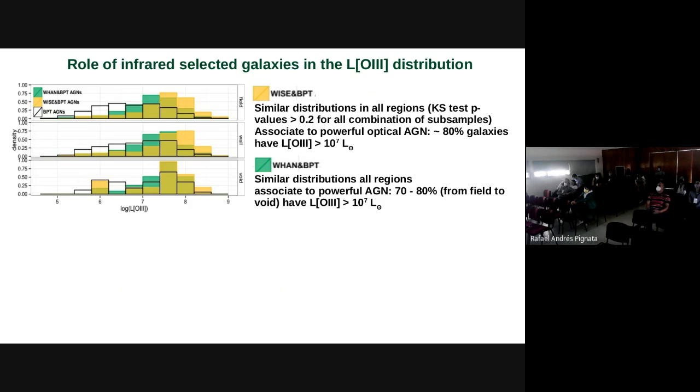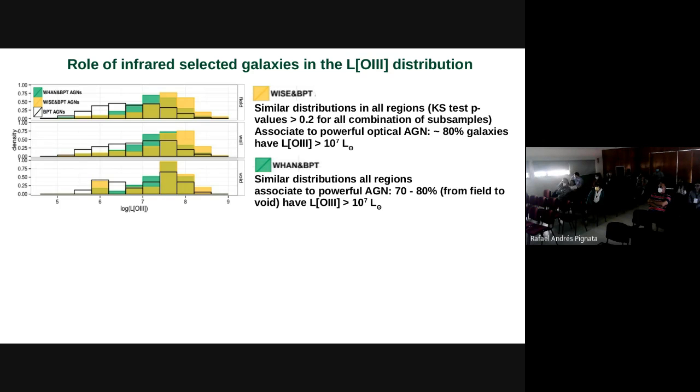And we also analyze the role of infrared galaxies in the distribution of the luminosity of [OIII]. Here each panel corresponds to a different large scale region, void in the lower and field in the upper. And we obtain galaxies that are BPT and also WISE. They follow the two criteria. In yellow, we obtain similar distributions for the three regions.